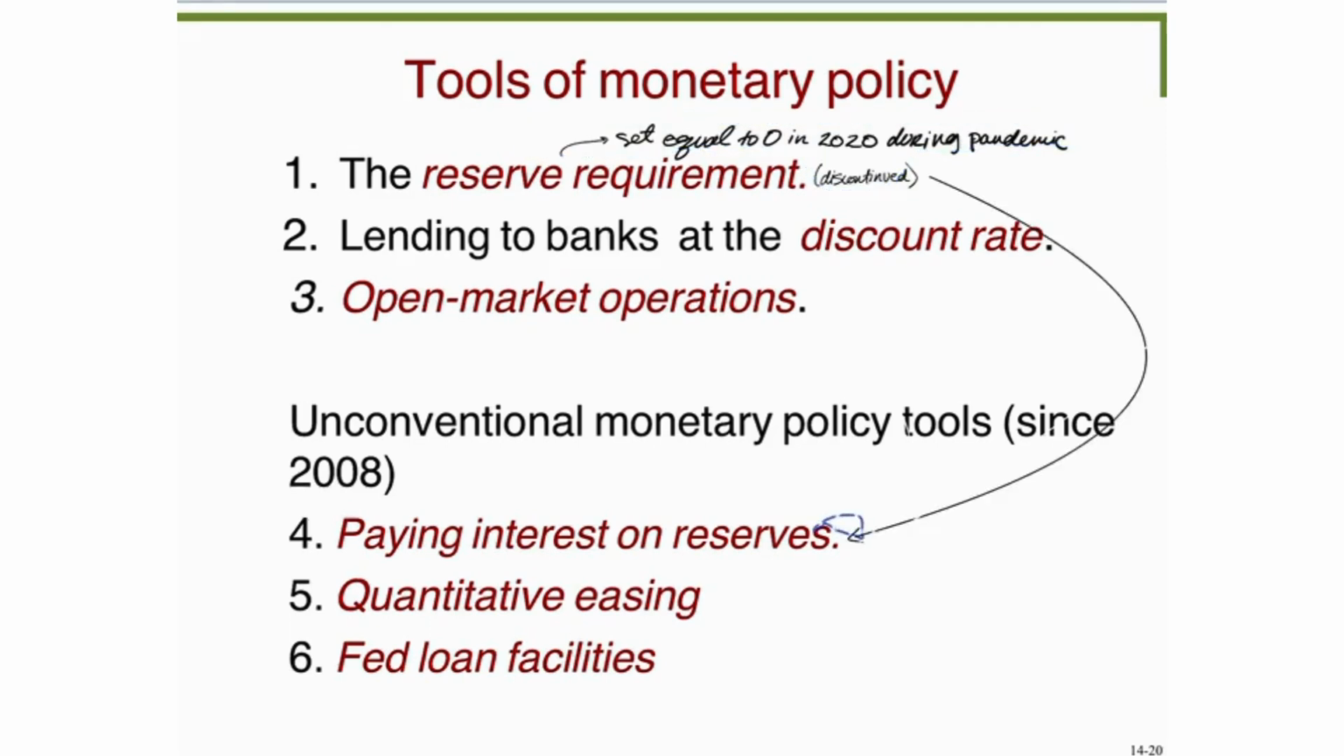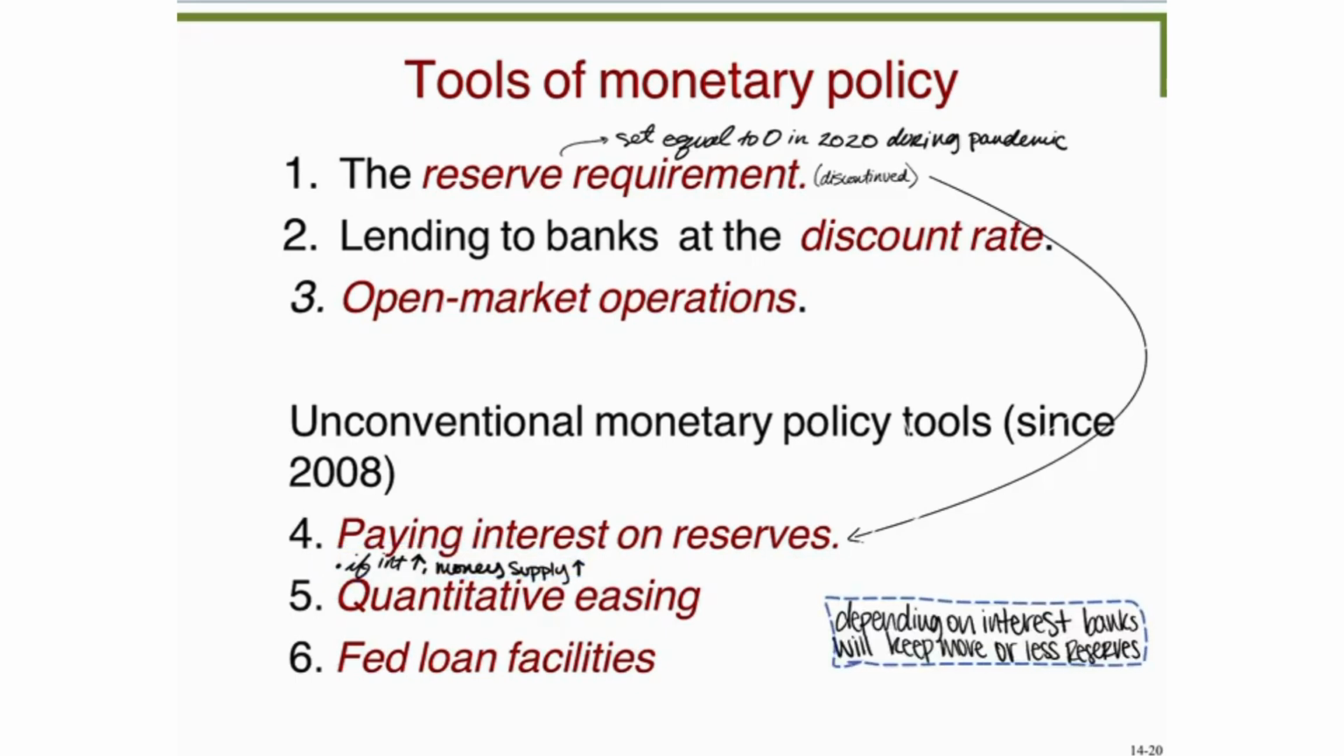And this aligns with paying interest on reserves, because if interest increases, the money supply also increases, and depending on the interest, the banks will keep more or less reserves. Next, lending banks at a discount rate.